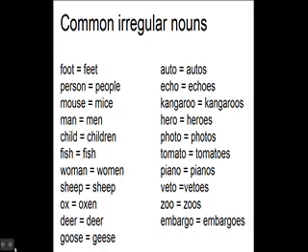Okay, and then let's do a little test here. Echo. Now let's remember our rules. We have an O, we have the H in front of it, a consonant, so what would it become? That's right, it becomes echoes with an ES.